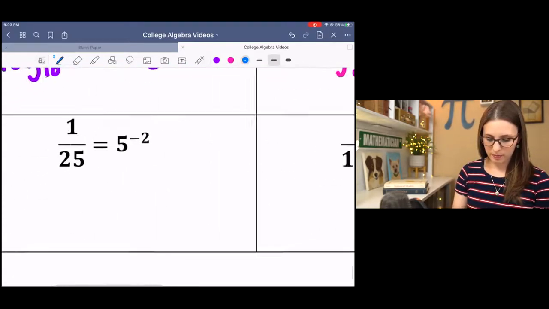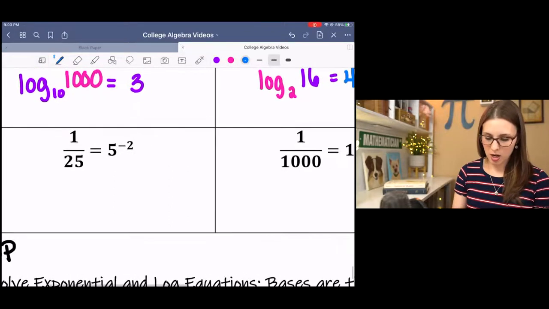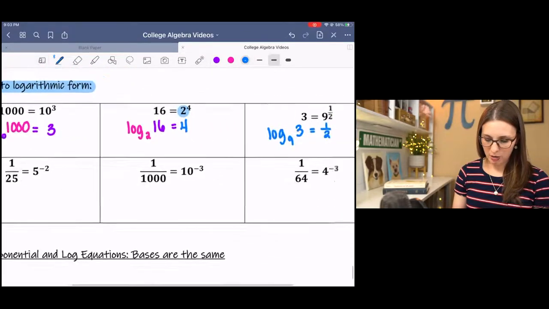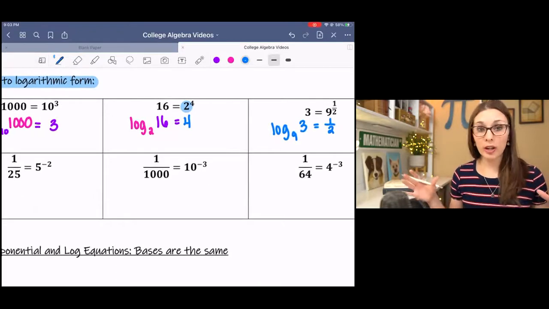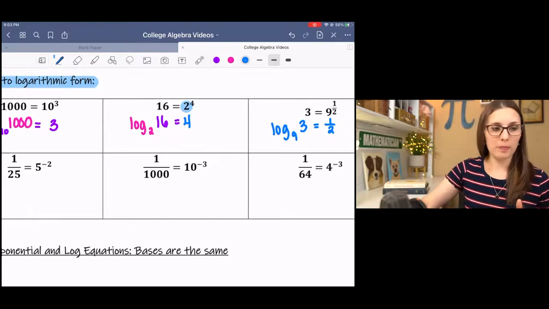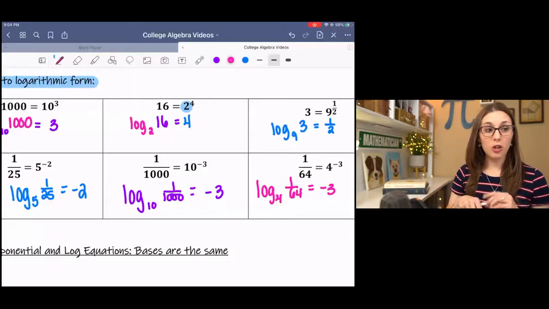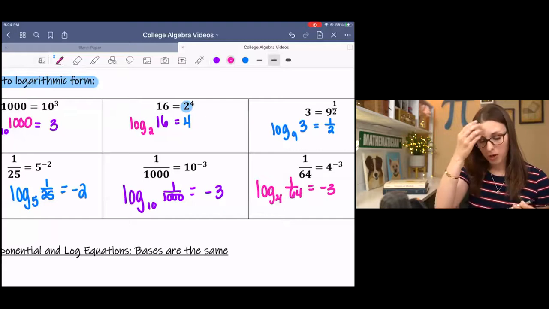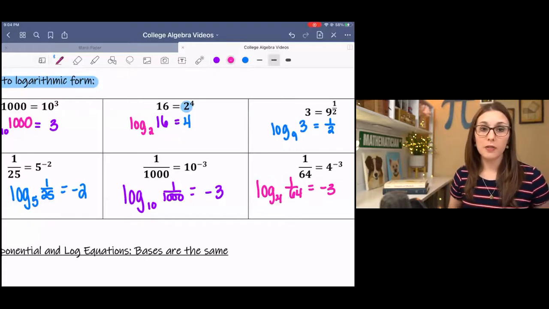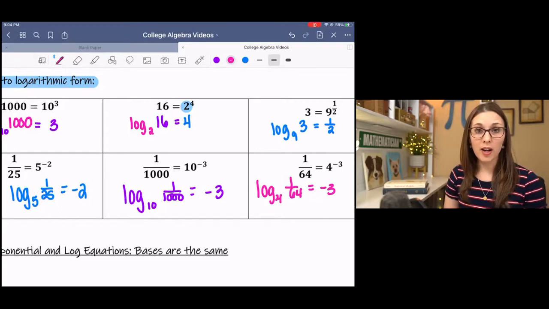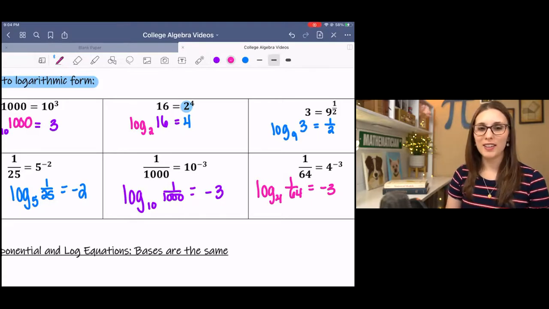Next one, try it again. Actually, I am going to zoom out. I want you to try the last 3 on your own. Pause it, try them on your own, and then come back and check your work. You should have gotten these log equations. In the first one, log base 5 of 1 over 25 equals -2. In the next one, log base 10 of 1 over 1,000 equals -3. And the last one, log base 4 of 1 over 64 equals -3.